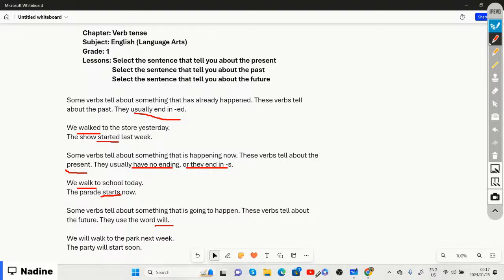And if we look at an example of the future tense, it says we will walk to the park next week, which means that our verb, in the past tense, will basically start with will walk. So the word will in front of that verb tells us that it is in the future. Will walk, and they're specifically saying next week, which is in the future.